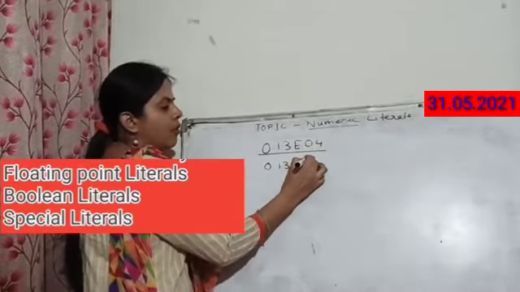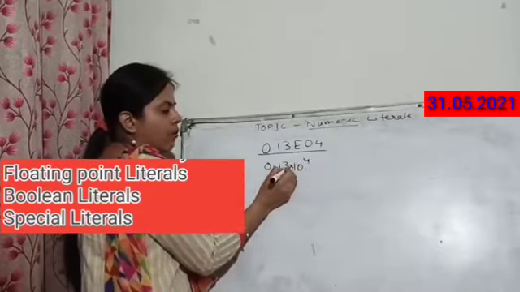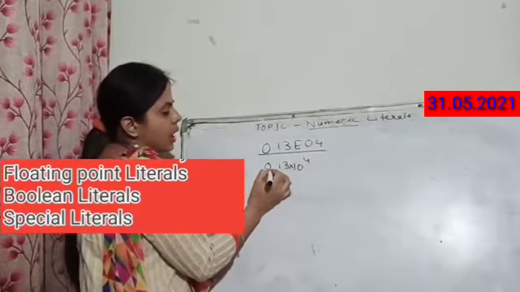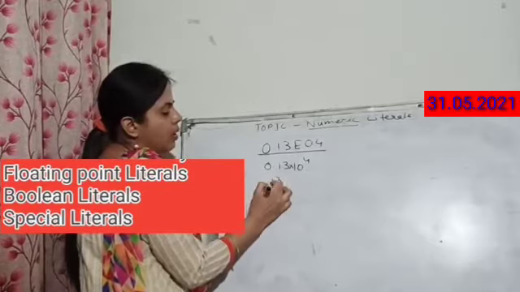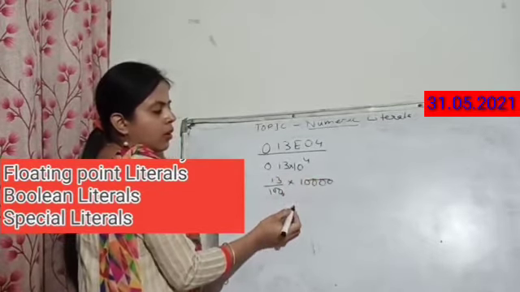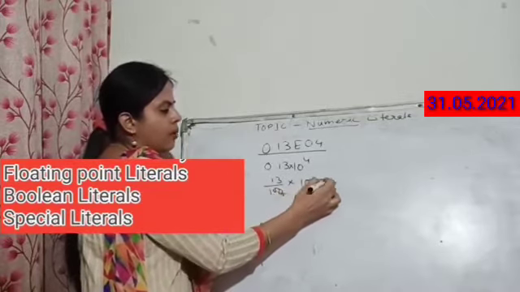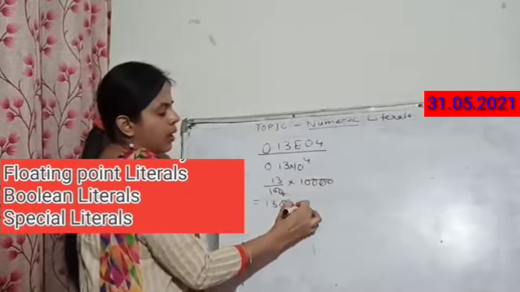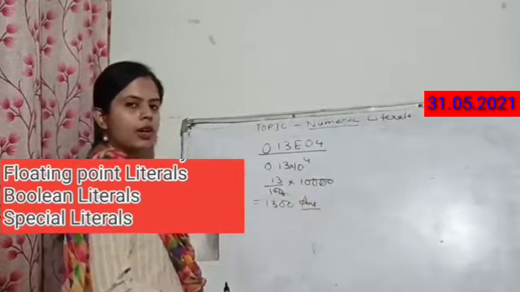0.13e04 will be multiplied by 10 to the power 4. Here you will write the multiplication symbol. Now 0.13 will be 13 by 100 into 10 to the power 4, which is 10000. These 100 will be cut. So the answer will be 1300. This is how you will find it out.